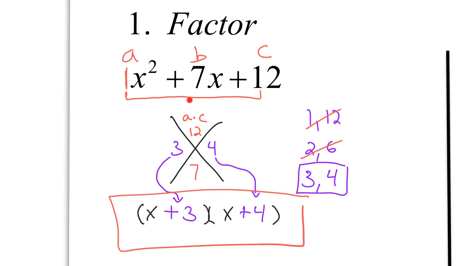How do you check if you get the term in the middle? Well, you can actually multiply these two terms right here. 3 times x, that's going to be 3x. I'm going to multiply the x times the 4. That's going to be 4x. And when you combine 3x plus 4x, that's going to be 7x, which is the one in the middle. So that is our answer: x plus 3 times x plus 4.